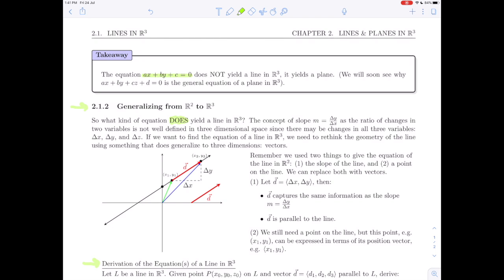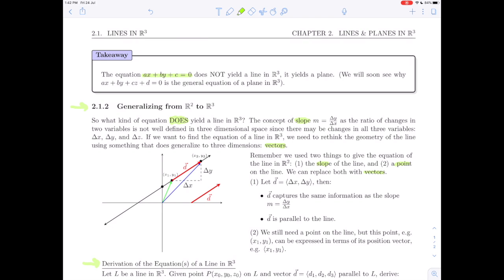The problem that we're going to have is that the concept of slope is not well defined in three-dimensional space. And so we are going to need to rethink the geometry of the line using something that does generalize well to three dimensions, and that something is going to be vectors. Remember that we used two things to give the equation of a line in R2. We used the slope of the line and we used a point on the line. And it turns out that we can replace both of these things with vectors.